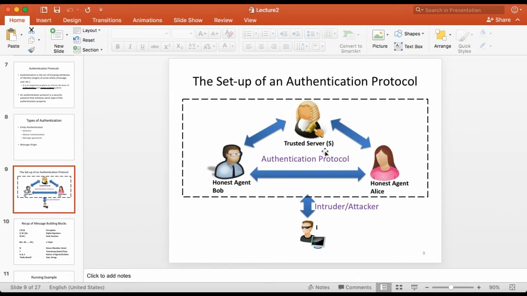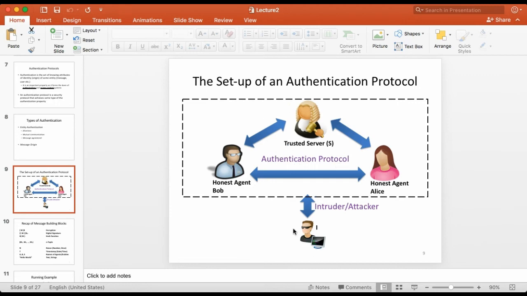But nonetheless, it is a trusted server, or a trusted entity, meaning that it has a role in the protocol itself, an honest role that it is going to play. So these are the three entities that will take part in an authentication protocol.